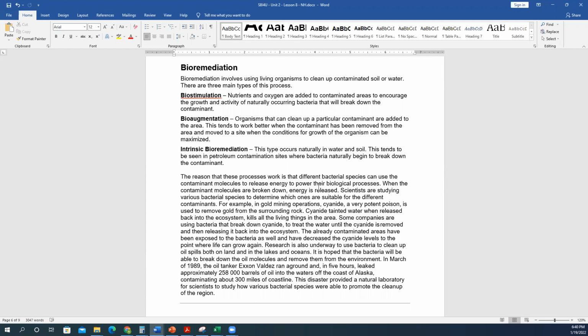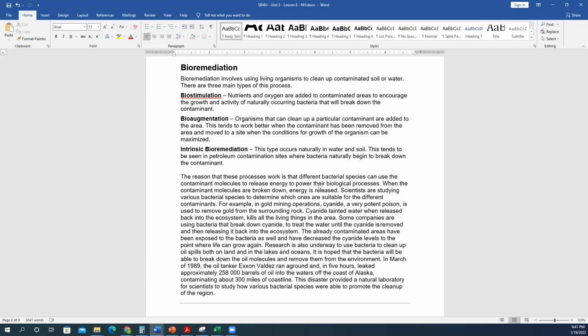Thirdly, we're going to look at intrinsic bioremediation. Now, this type happens naturally in the water and soil. This tends to be seen in petroleum contamination sites, where the bacteria that naturally occur in the water and the soil just naturally start to break down those contaminants. The reason that these processes work is that different species of bacteria can use those contaminant molecules to release the energy of those molecules to power their biological processes. And when these contaminant molecules are broken down by these bacteria, then energy is released.